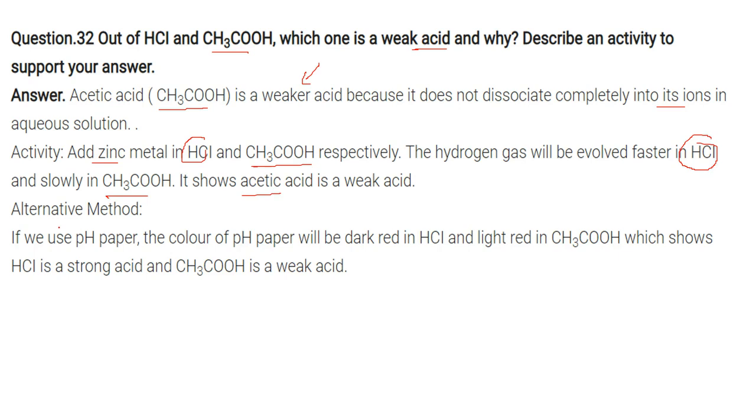There is an alternative method also. If we use pH paper, the color of the pH paper will be dark red in HCl and light red in CH3COOH, which shows that HCl is in fact strong and CH3COOH is a weak acid.